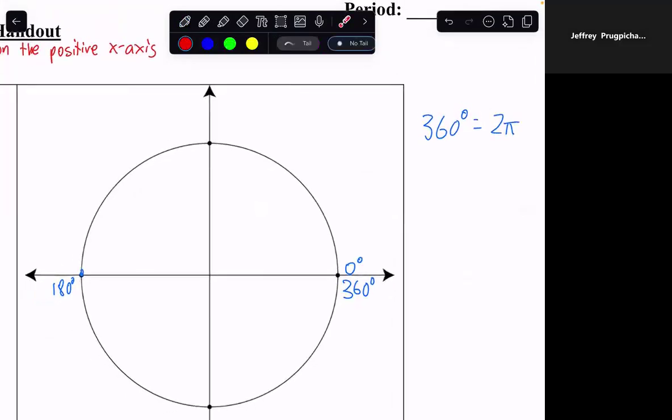Okay, for radians, we don't usually write the unit. We don't write RAD like you saw in the animation. If there's no units, it's assumed to be radians. So I'm gonna relabel this 360 degrees; we can also call this 2 pi radians.